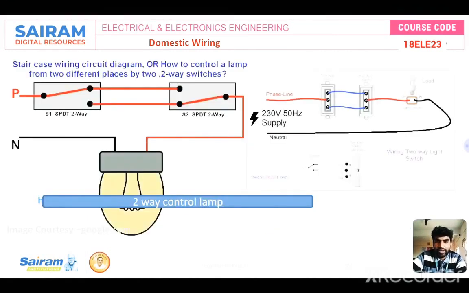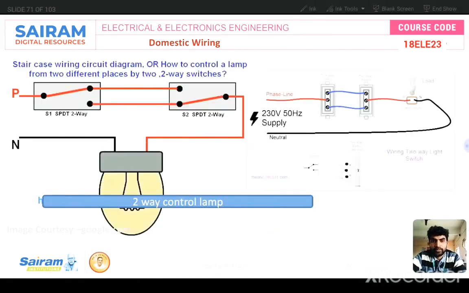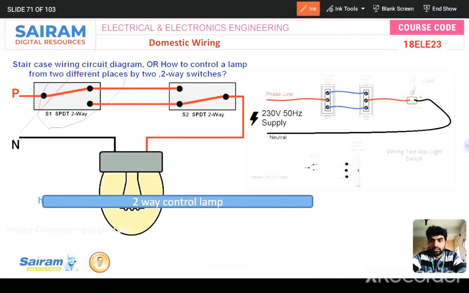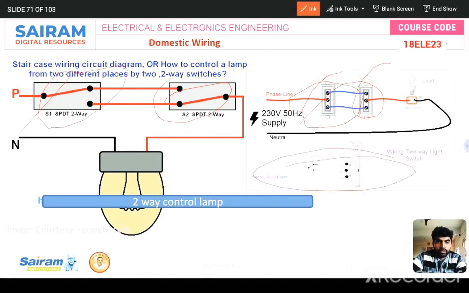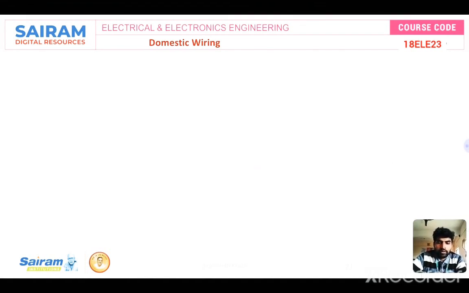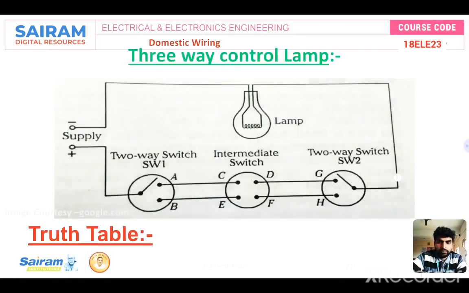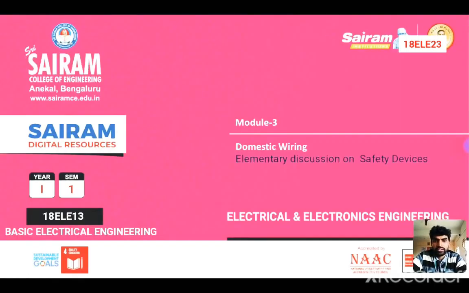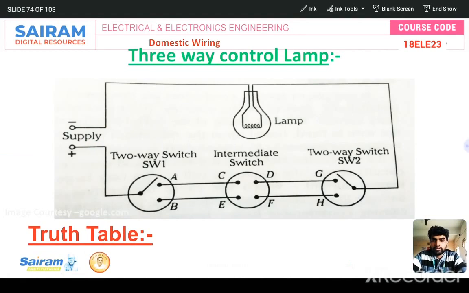If it is two-way control of a lamp, we need to use two switches, right? This is the connection with two switches. This is how we connect the circuit diagram. These are the switches and switch terminals, okay? That is two-way control of a lamp. And for three-way control of a lamp, this is the diagram, with three switches used for controlling the lamp. One switch, second switch, and the supply we are giving, right?